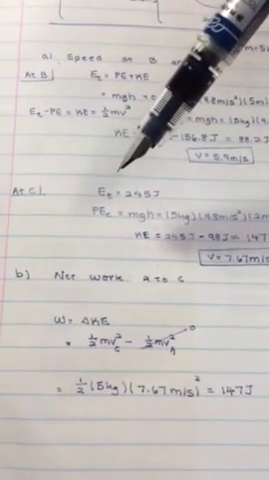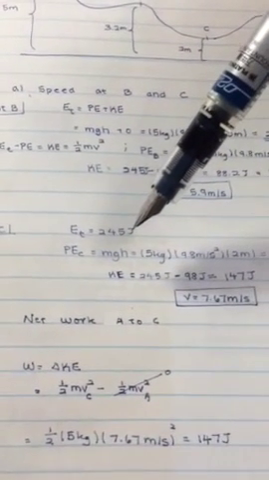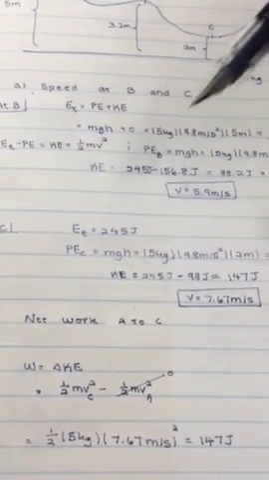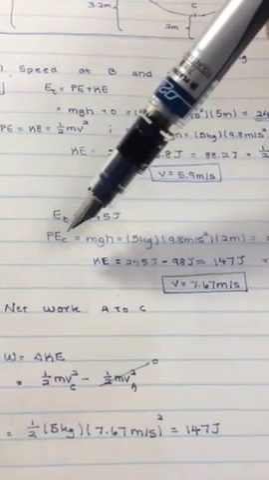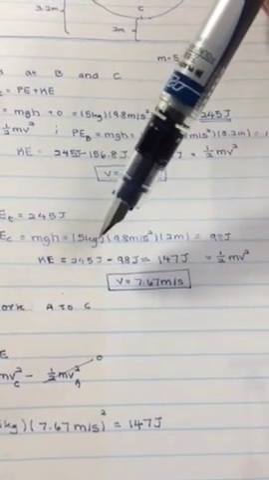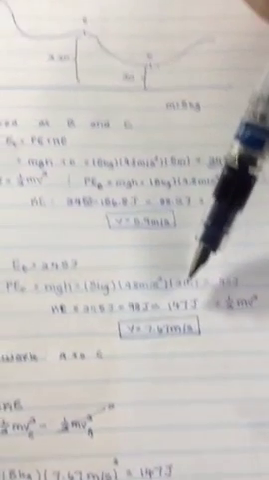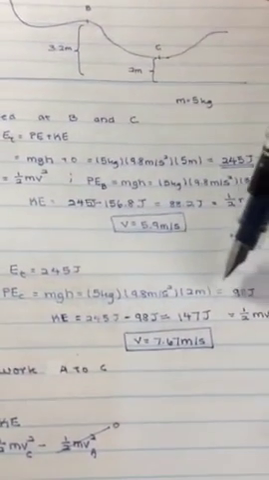So for C, we do pretty much the exact same thing. Again, we already know that 245 is the total energy of the system because we found it up here. So all we have to do is find the potential energy at C, which again is mgh, which is 5 kilograms times gravity times 2 meters equals 98 joules.